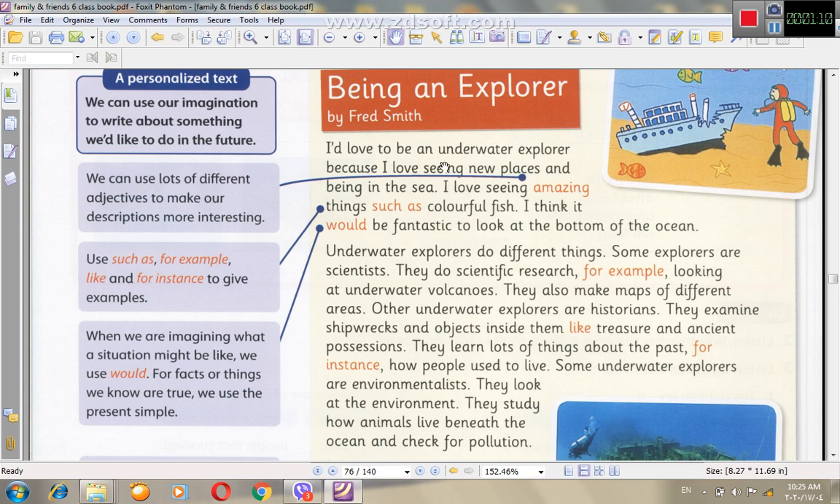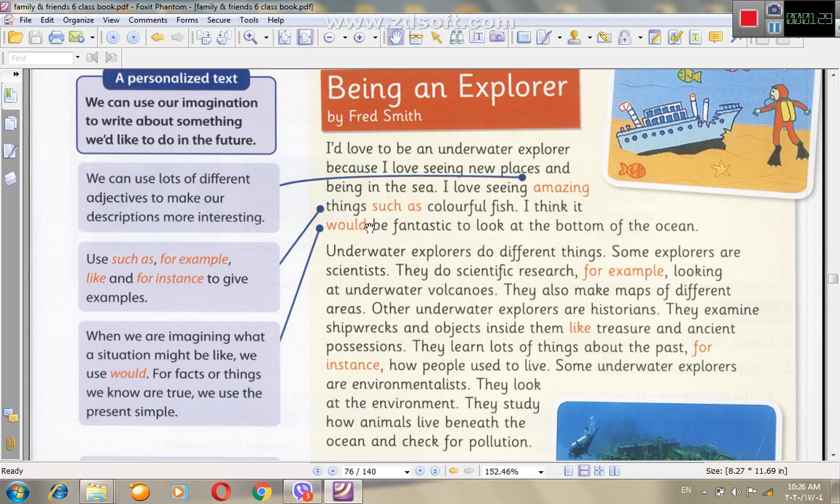I'd love to be an explorer. I'd love to be an underwater explorer because I love seeing new places and being in the sea. I love seeing amazing things such as colorful fish. I think it would be fantastic to look at the bottom of the ocean.